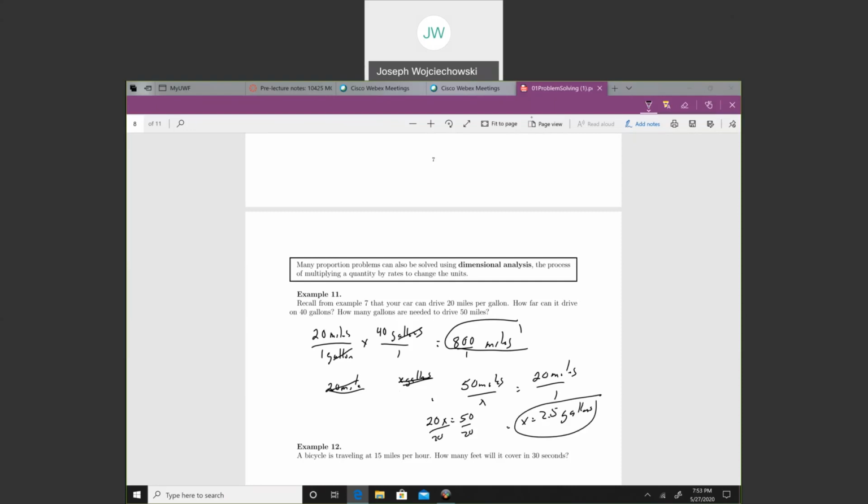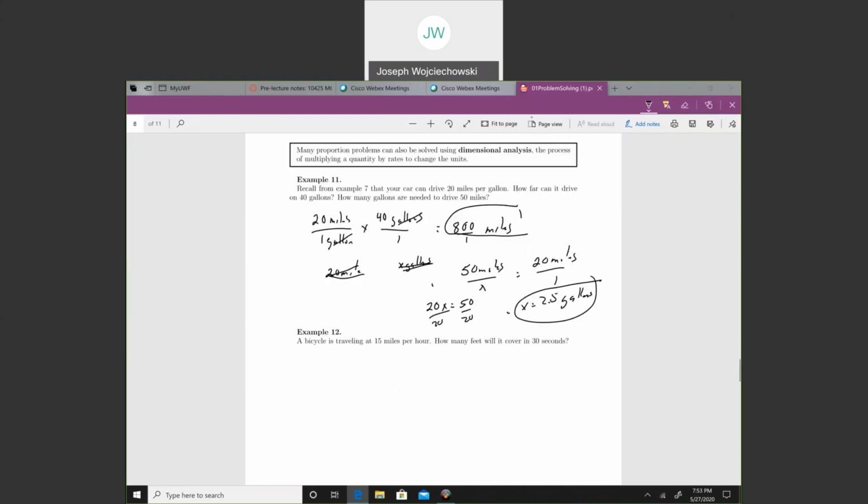We could set that up as a proportion equation. I guess we could have done the previous one the same way. We could have done 20 miles for 1 gallon equals x miles for 40 gallons. And we get the same thing, 800.